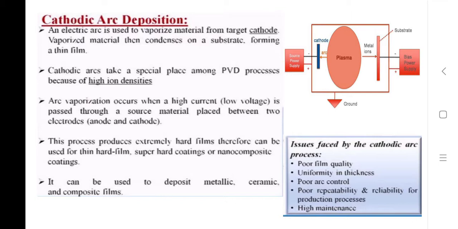Here vaporization occurs when a high current, low voltage is passed through a source material placed between two electrodes, anode and cathode, and this process produces extremely hard films, therefore it can be used for thin hard film, super hard coating or nanocomposite coating. It can be used for depositing metallic, ceramic, and composite films also. So these techniques are more versatile than the others. Here we can use many materials, including some hard materials also.